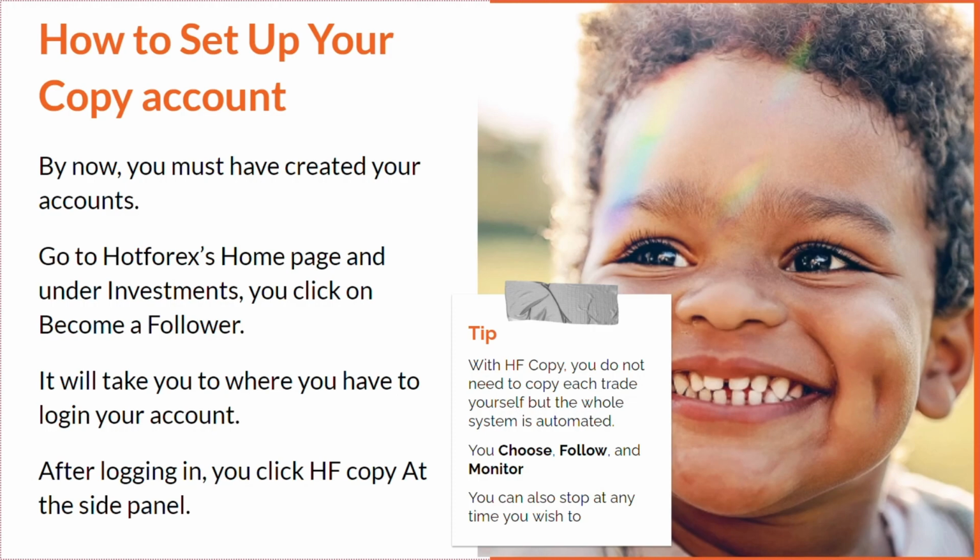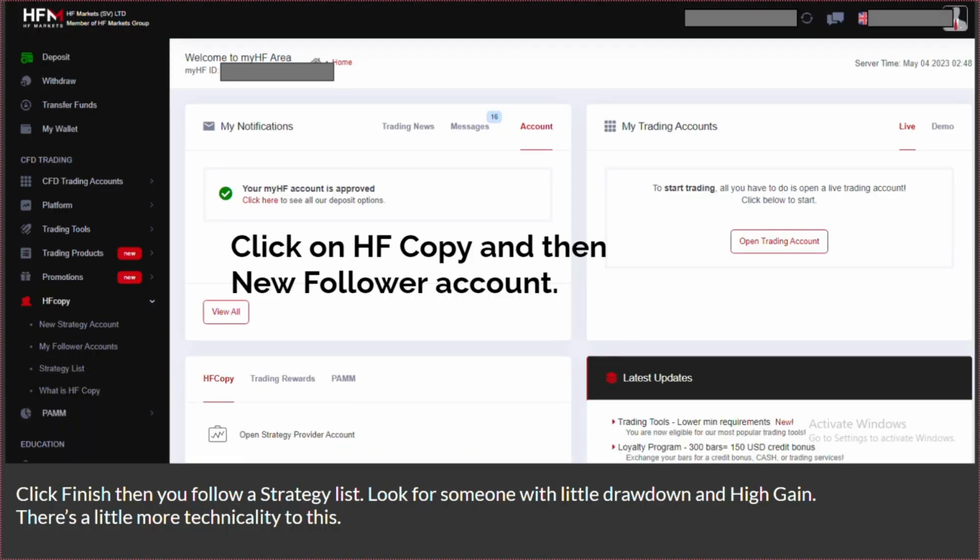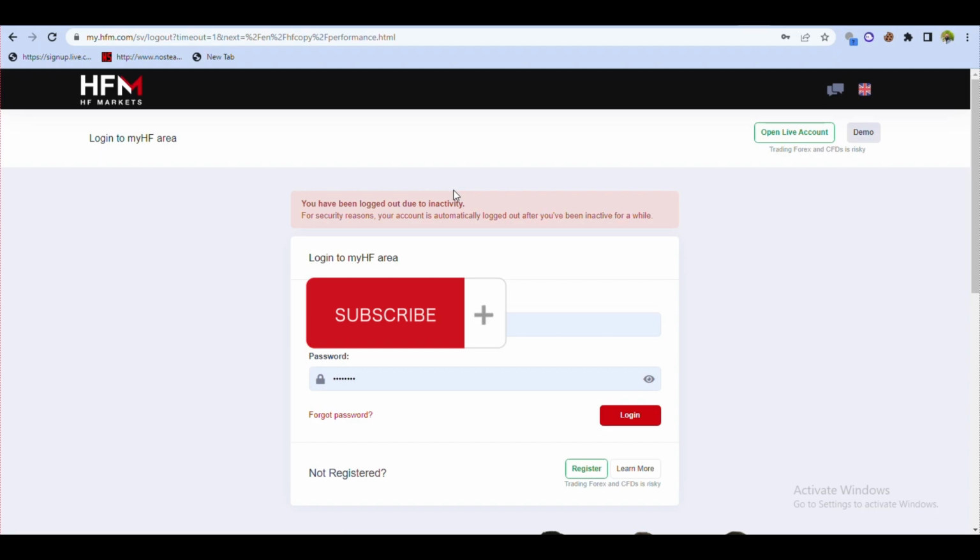By now you must have created your HotForex accounts. So you go to the HotForex homepage, and under investments, we click become a follower. I'm going to show you right now how to create the copy accounts. So guys, this is how you would access the HF Copy platform. After putting in your details, you log in.